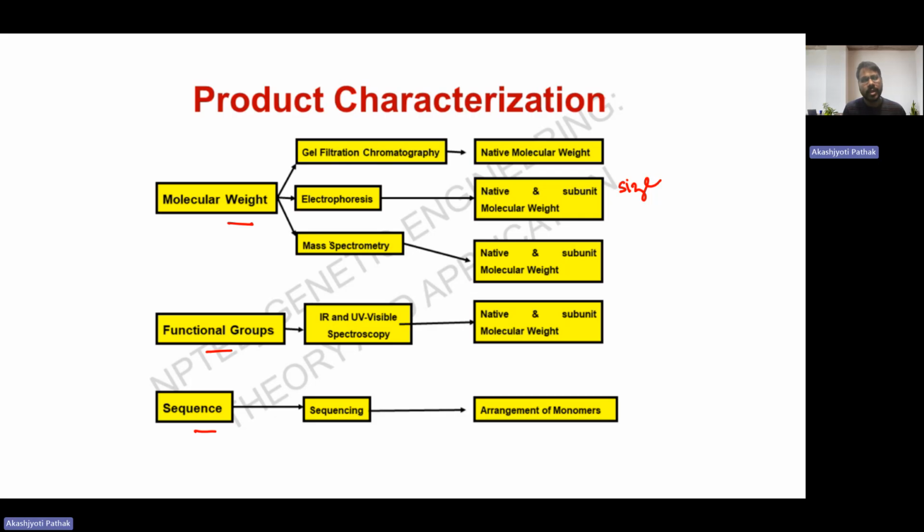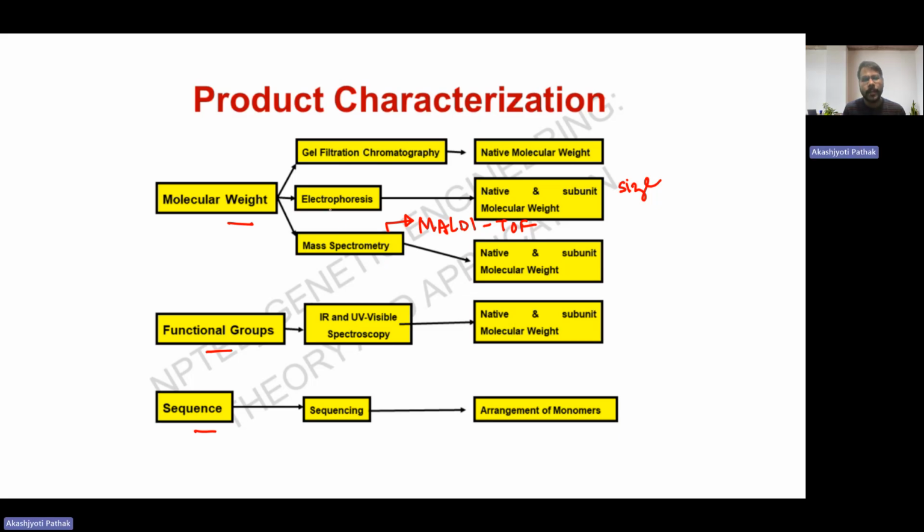Okay. The other way by which we can characterize molecules is by mass spectrometry. Which technique of mass spectrometry is used for characterizing products on the basis of molecular weight? That is MALDI-TOF. We will discuss this technique. Mass spectrometry can be used for determining the molecular weight of a sample. It can be a protein, an organic molecule, or a drug product.